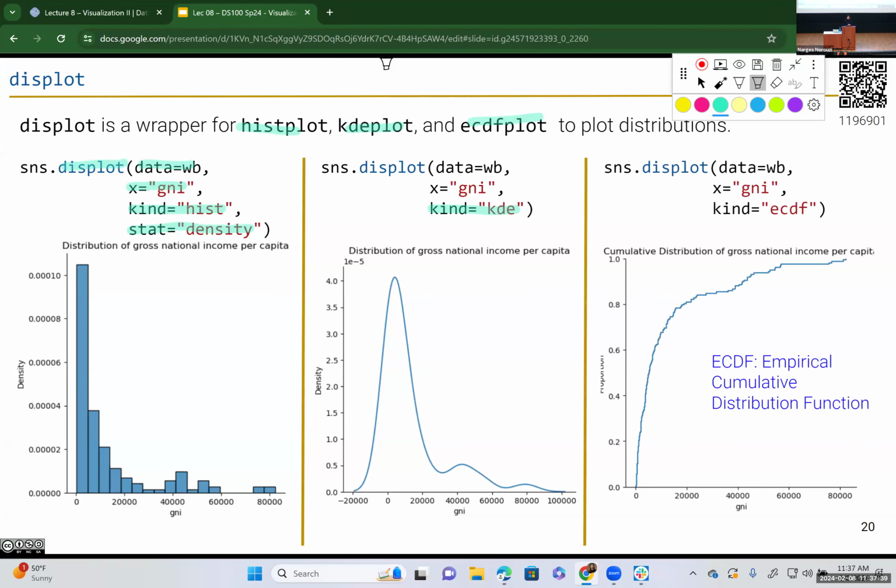What is this ECDF plot? So kind equal to ECDF. ECDF is the empirical cumulative distribution function.